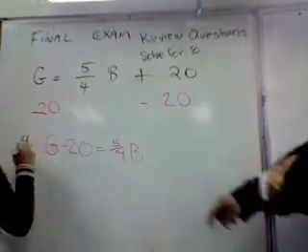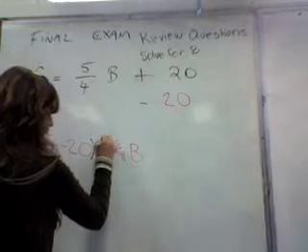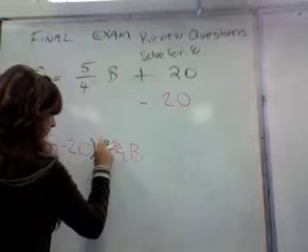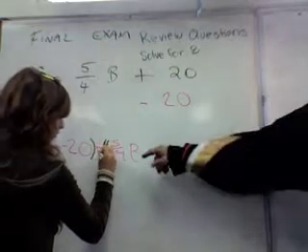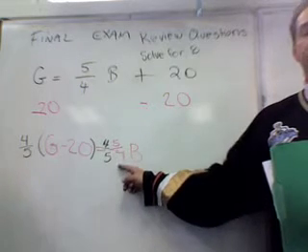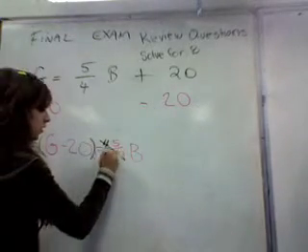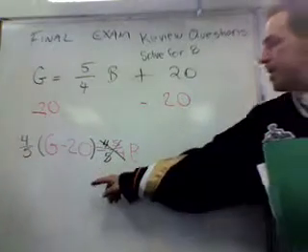Put a big bracket around the g minus 20, and then 4 over 5. Now, what happens is that these cancel. That's why we chose 4 over 5, because you multiply by the reciprocal. The 4 and the 4 cancel, the 5 and the 5 cancel. You're left with b equals, right?